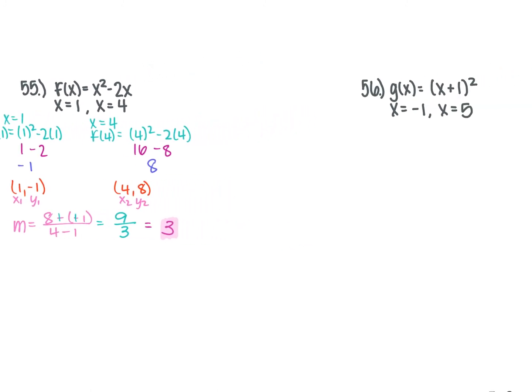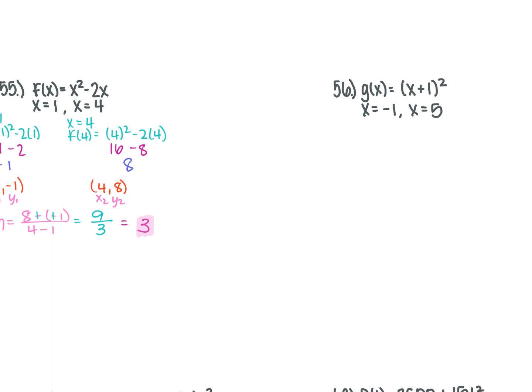For number 56, we're given g of x is equal to (x plus 1) squared. We're finding between x is equal to -1 and x is equal to 5. So first, find what y is when x is -1. If we plug that -1 in, that's -1 plus 1 squared, which is 0 squared, and that's just 0. So that gives us the ordered pair of -1, 0.